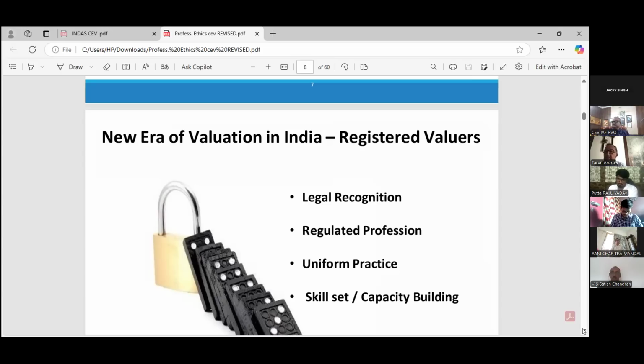Skill set and capacity building. What is skill set and capacity building? Earlier we did not have to develop our capacity. Earlier we did not have compulsory training, but at present, after you become a registered valuer, for maintaining and renewing the certificate of practice, you have to take a 16-hour compulsory training program. That's one thing. Then your certificate of practice will be renewed. Otherwise, it is not possible.